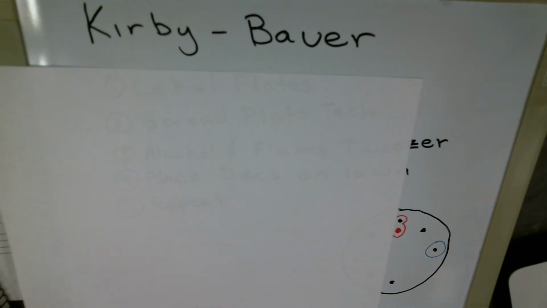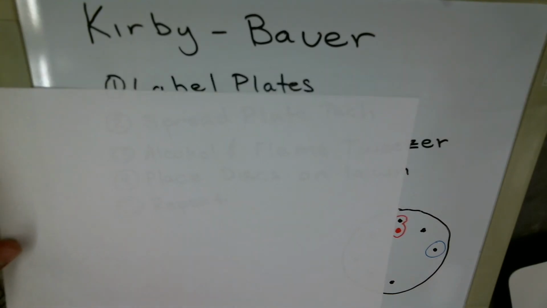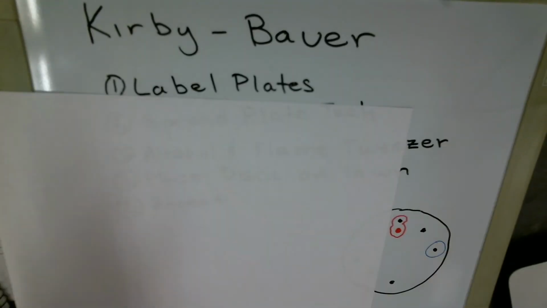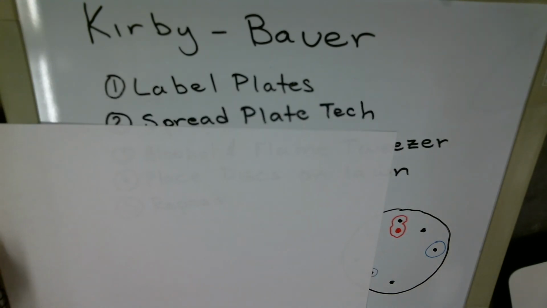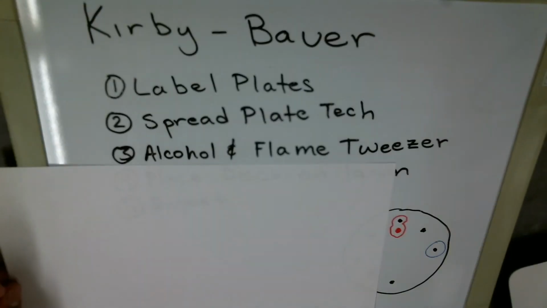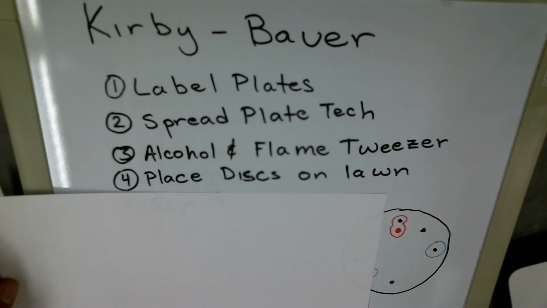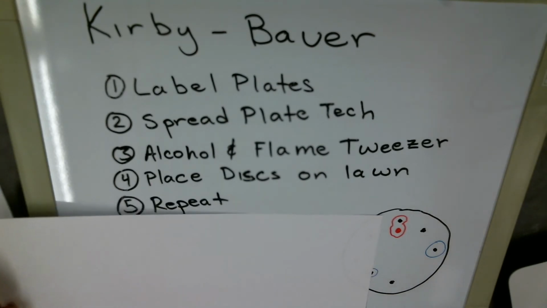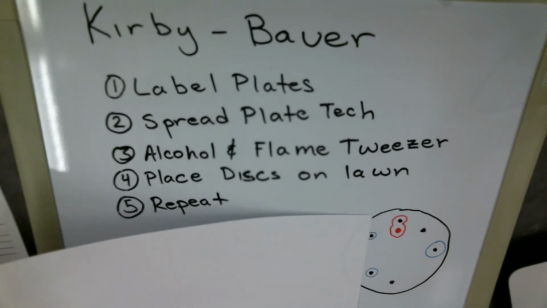Finally, we're going to go over the Kirby-Bauer. Here we're going to label our plates. Just follow the instructions from your professor, and you'll perform the spread plate technique to get a nice lawn on the plate, followed by using the alcohol and flaming your tweezers, then using those tweezers to place the antibiotic discs on the lawn, and then you'll repeat this for the various other microbes.